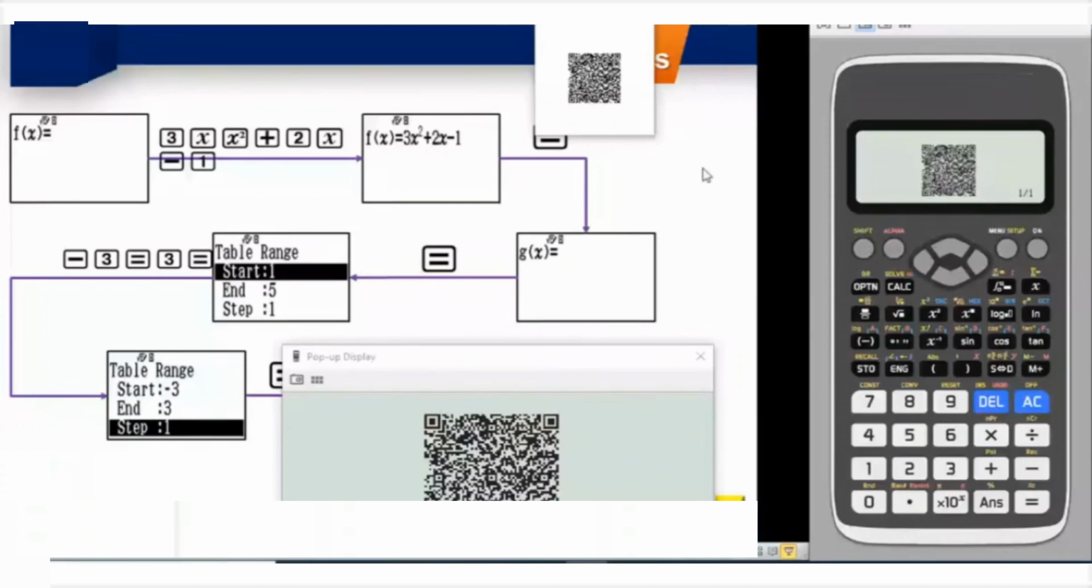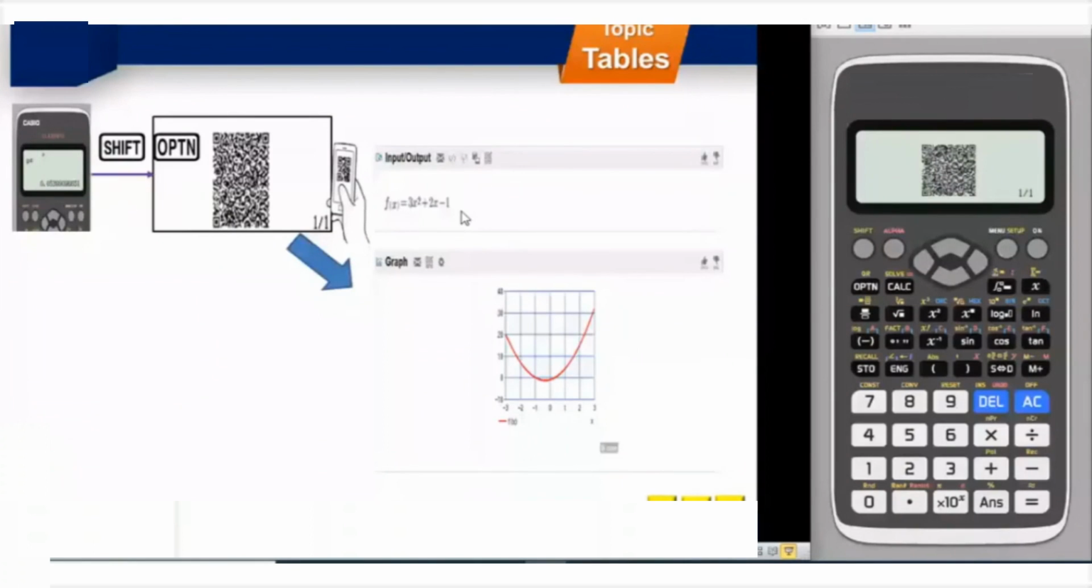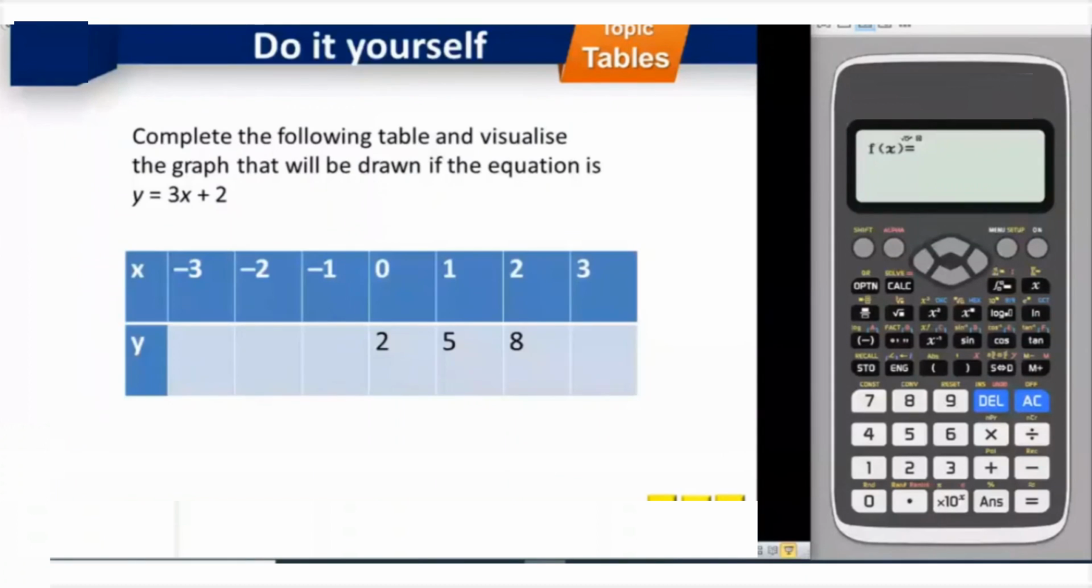Once you scan the QR code, the graph will look something like this, of the first question that I was doing, 3x square plus 2x minus 1. So this is the graph, and you can visualize the graph. When you are practicing and you want to see how the graph will look like, you can always visualize the graphs, and you can use your smartphone, your calculator as a technology, as a gadget for learning math. I'll solve that question for you also.